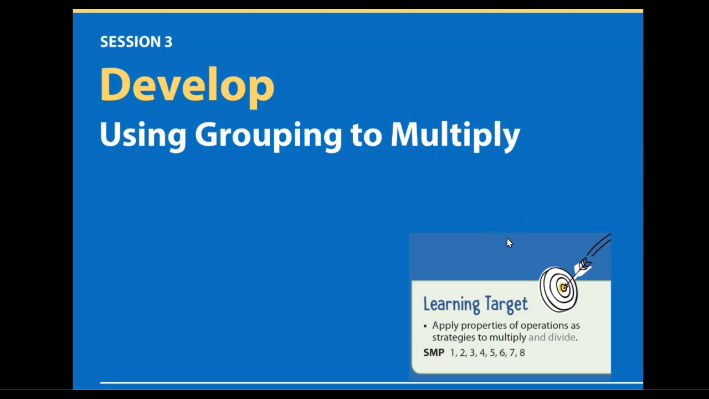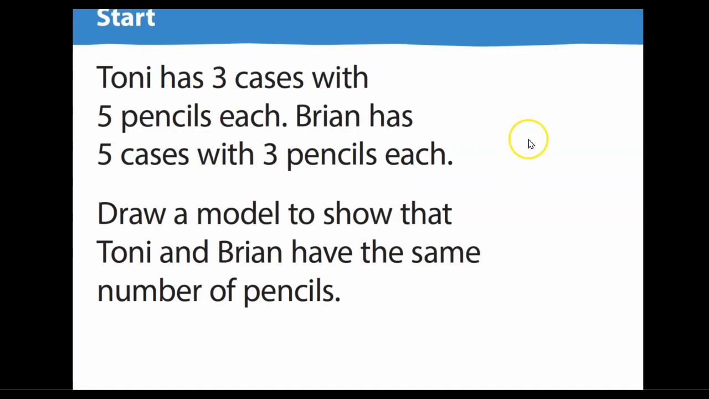All right, guys, we're going to be on our lesson 8, use order and grouping to multiply. Okay, and this is session 3. Okay, let's look at these word problems. It says Tony has 3 cases with 5 pencils each. Brian has 5 cases with 3 pencils each. Draw a model to show that Tony and Brian have the same number of pencils.